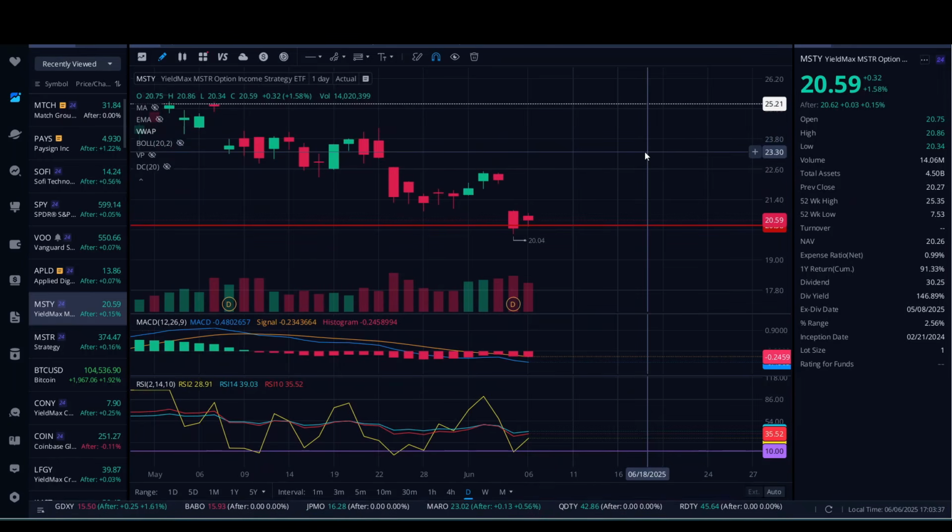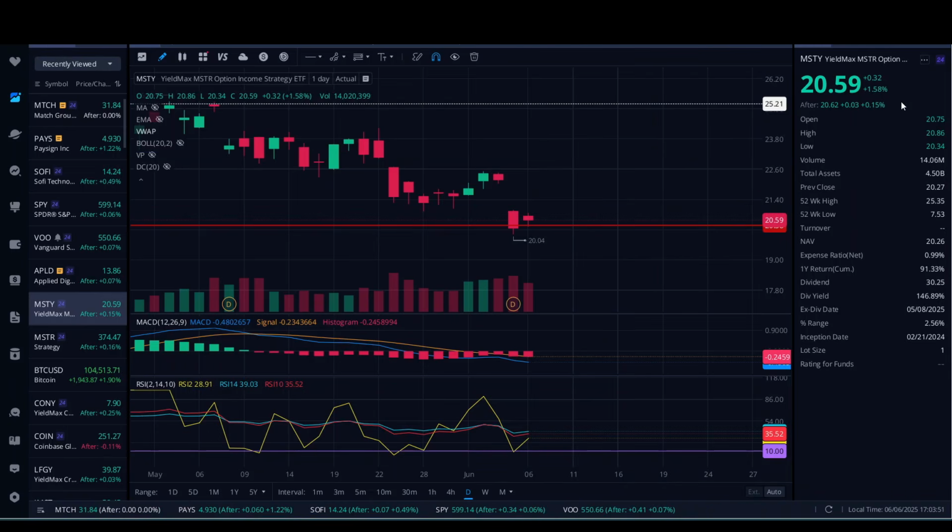Okay, so here we are on the Webull chart, and we're looking at MSTY. And as you can see, we do have a red candle, but do note it did go up today. So sometimes just looking at the color of the candle, you're not sure exactly which way it headed, right? So it is down from the open to the close of the day. Therefore, it is a red candle. But from the close of yesterday to the close of today, it is up 1.58% or 32 cents for the day.